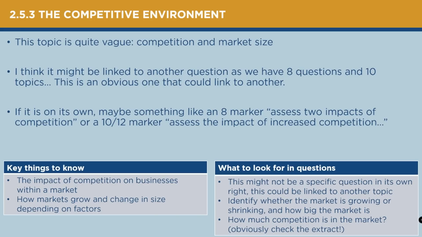2.5.3 is quite a vague topic. It's basically all about competition and market size. I don't think you're going to get a question just on this. I think it's probably going to be linked to another question. We've got 8 questions and 10 topics, and this is an obvious one of those topics that could link to somewhere else. So just make sure you're aware of the impact of competition on a business within a market.